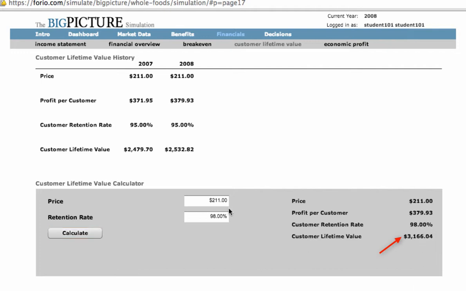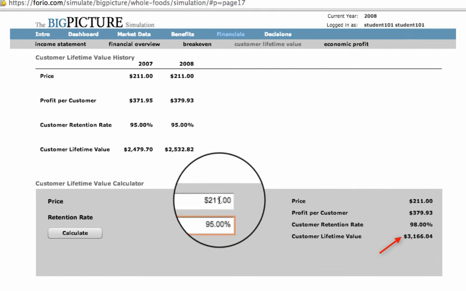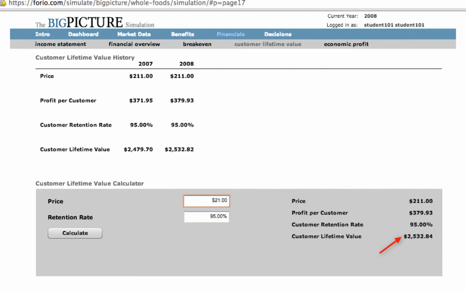Or we can look at what would happen if we didn't increase the retention rate, but instead increased price and were able to somehow maintain the retention rate at the same rate. And again, we can see that impact on our customer lifetime value. So this is a terrific calculator for evaluating what the longer term impact of our decisions is in terms of both price and customer retention.